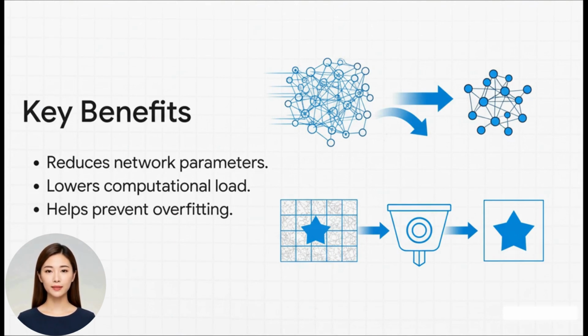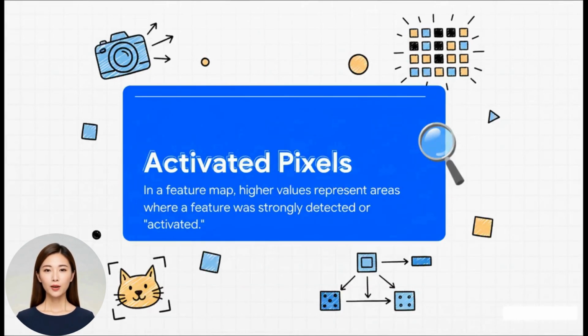First, it massively reduces the number of parameters the network needs to learn later on. Fewer parameters means less number crunching, which makes the whole model way faster. It also helps prevent something called overfitting, which is basically when the model just memorizes the training pictures instead of learning the actual patterns. And, most importantly, it does all of this while still holding on to the most important features.